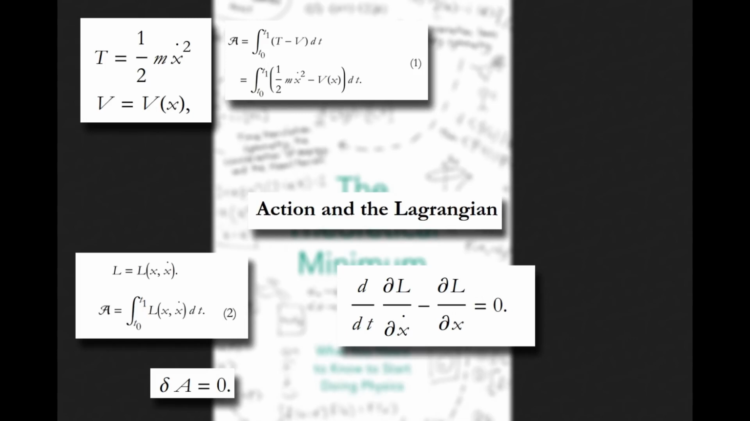We can rewrite the action as the integral of the Lagrangian. A equals the integral from t0 to t1 of L(x, x dot) dt. Equation 2. The principle of stationary action is really very remarkable. It almost seems that the particle must have supernatural powers to fill out all the possible trajectories and pick the one that makes the action stationary.